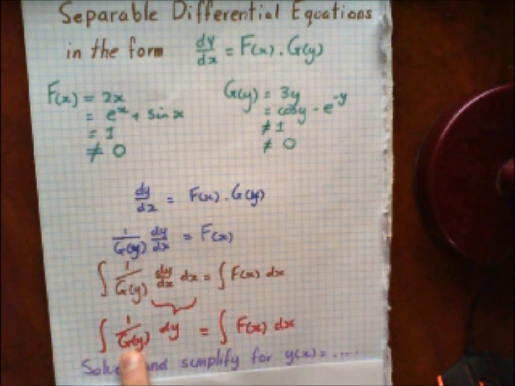So you integrate one side by dy, which is f of y, so terms of y integrated by dy, which works as you know how to, and you integrate this side, f of x, by dx. After that, you solve and simplify for y of x.